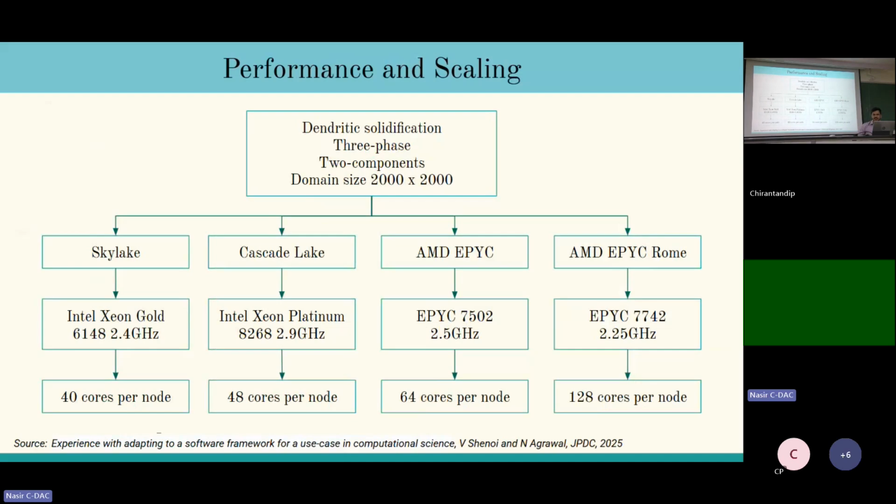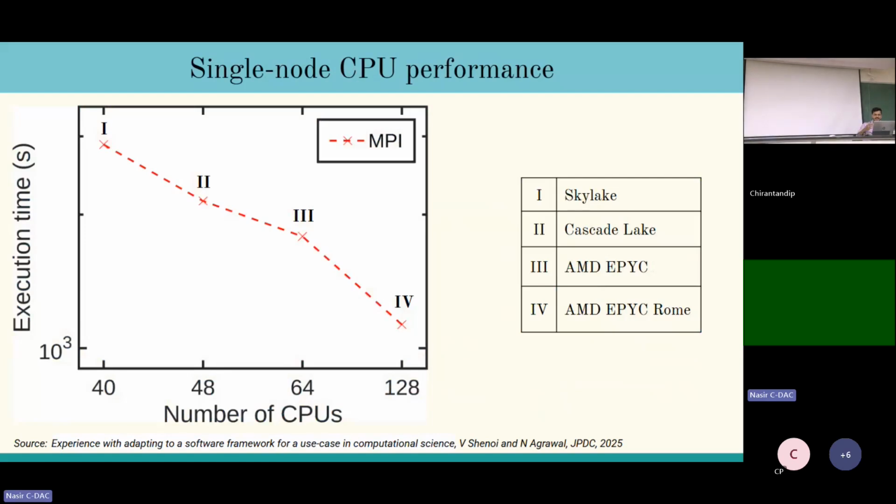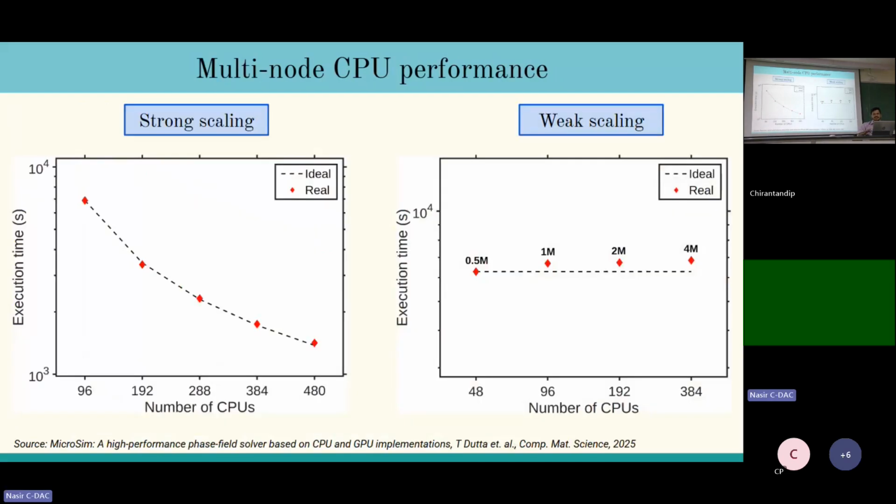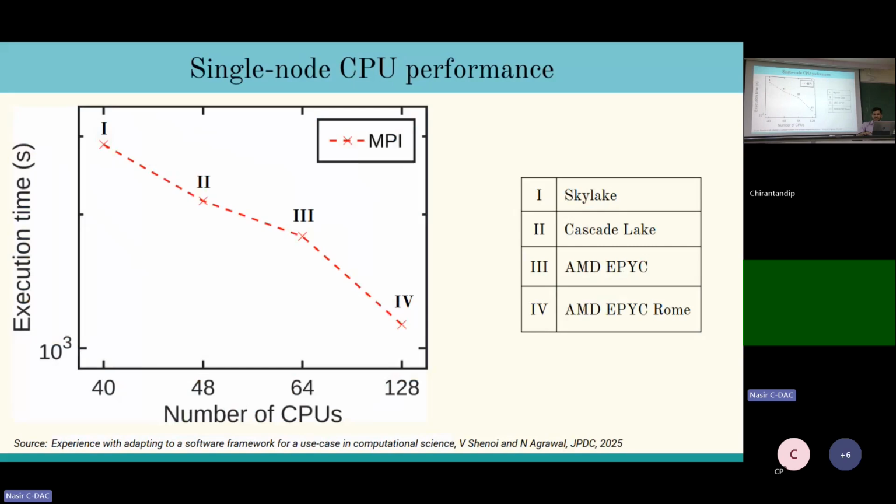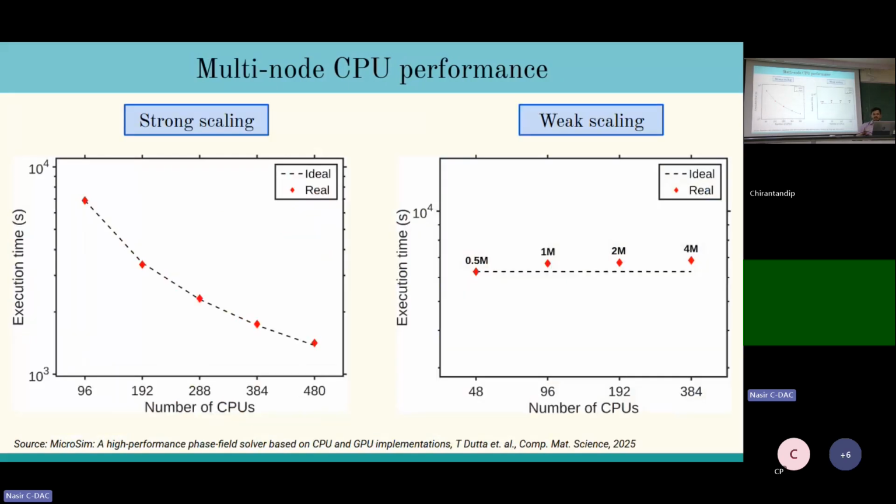It is Dr. Shenoy and Nisha Agarwal who ran it on multiple systems to check how it performs under different conditions. The first one that you see is Skylake, which has 40 CPUs. Then Cascade Lake has 48, AMD EPYC has 64, and EPYC Rome has 128. You can see the trend. These are all single node performances, so if I'm increasing the number of cores, the performance is getting better. These codes were tested on Parampravega.